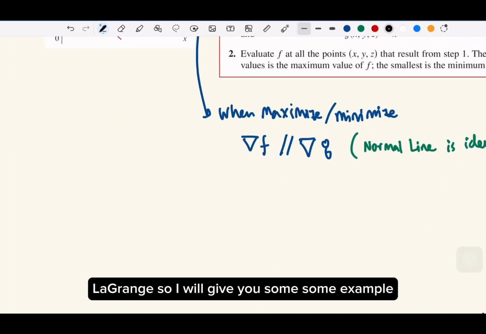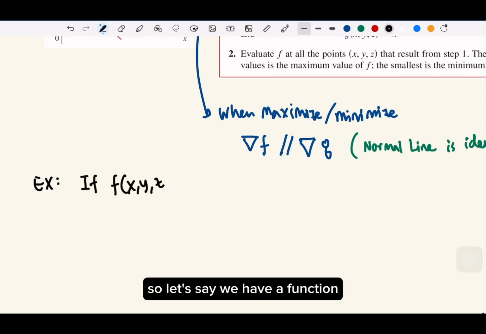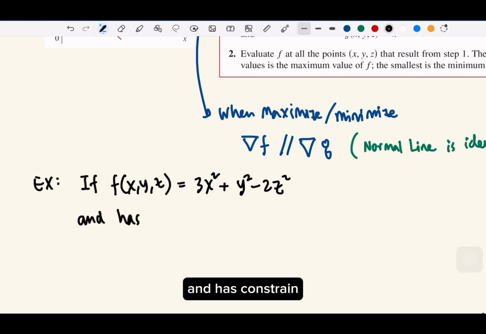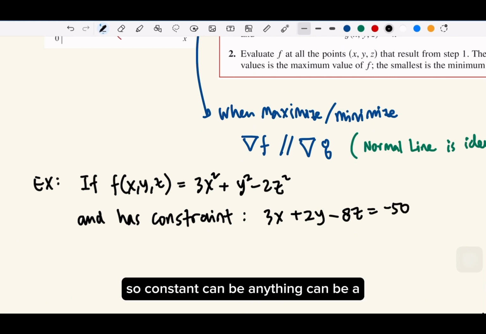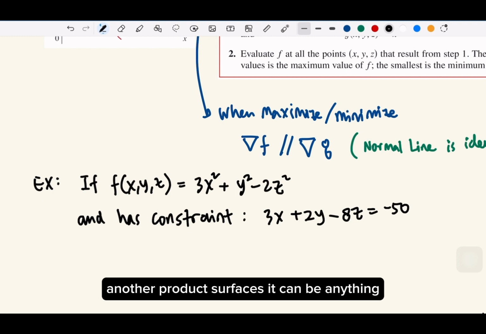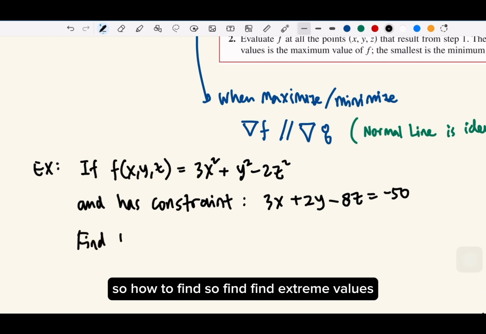So I will give you an example. Let's say we have a function and it has a constraint. The constraint can be anything: a plane equation, some quadratic surface, another quadratic surface, it can be anything. So how do we find the extreme values?